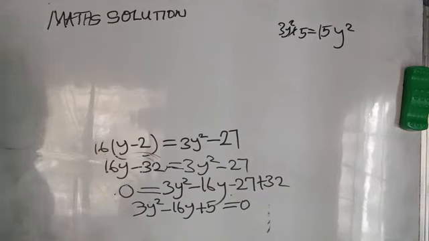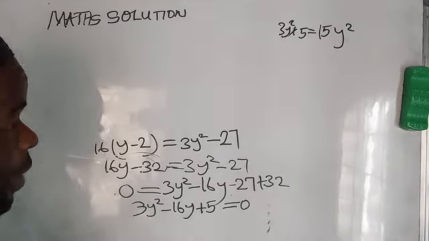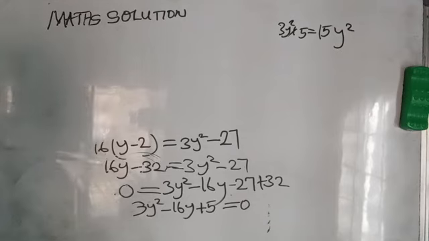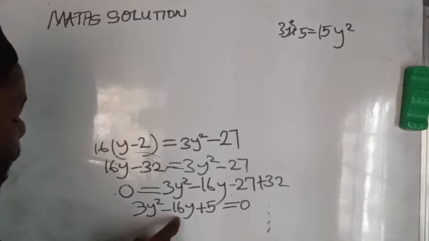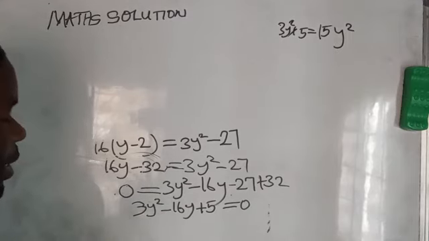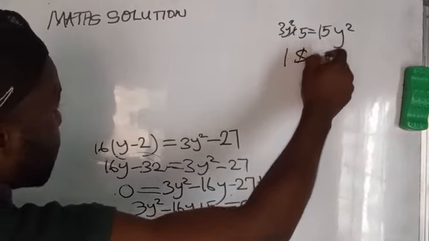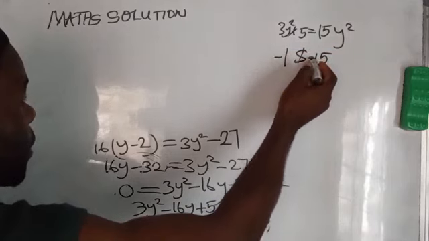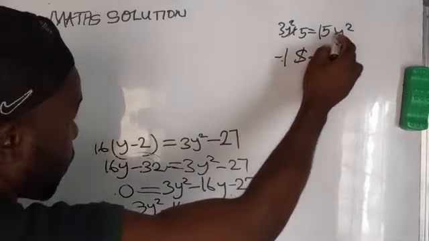Now, what are the factors of 15? You have 1, 3, 5, and 15 itself, numbers that can divide 15 without remainder. Among these, which can you multiply to give 15 and, when you add them, give you 16? You pair 1 and 15, but these should be minus and minus. Why am I putting minus? Because minus 1 times minus 15 will give us plus 15.